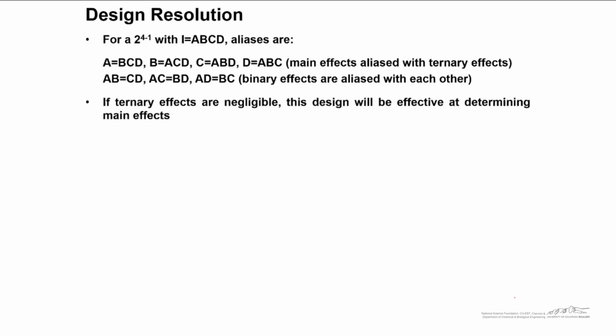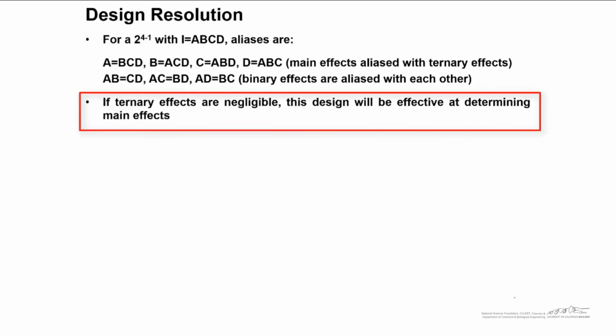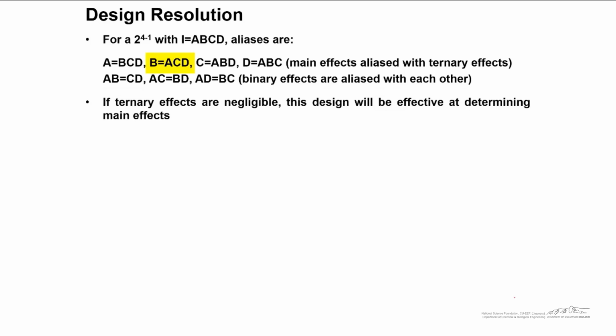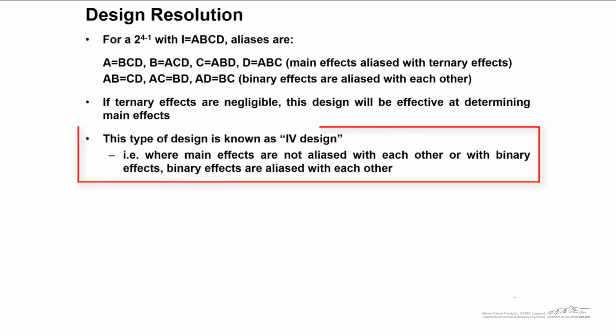Taking a look at the aliasing structure, if ternary effects are negligible, which is usually a good assumption, this design will be effective at determining the main effects. For example, the main effect B is aliased with ACD. That means if we determine that this combined B ACD effect is significant, it's most likely that that significance is due to the main effect of B, because the significance of ternary interactions is usually small. This type of design is known as a resolution 4 design. In other words, where the main effects are not aliased with each other or with binary effects, but the binary effects are aliased with each other. That's known as a resolution 4 design.